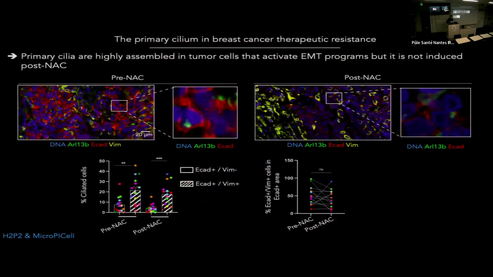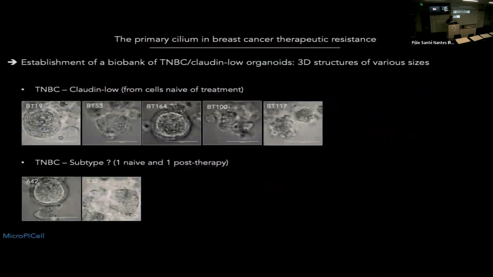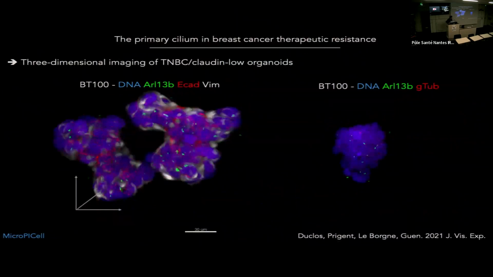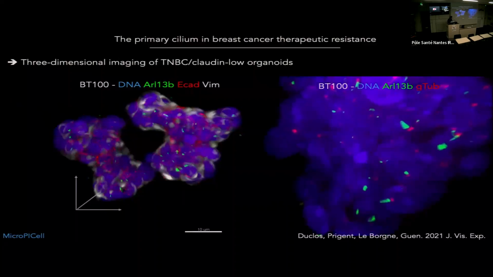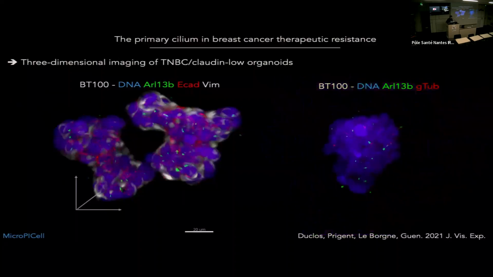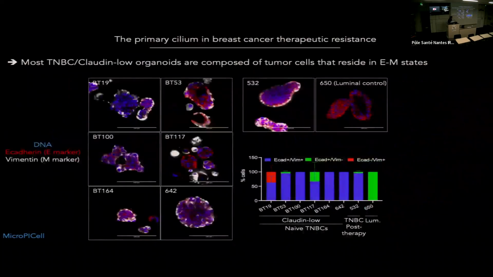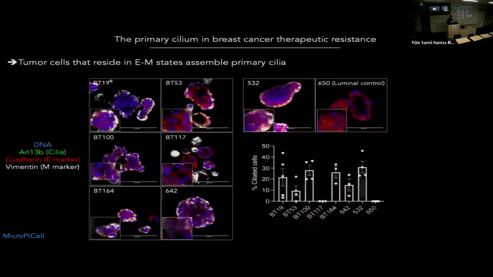To make a long story short, we found that cilia are highly assembled in cells that are in a hybrid EMT state, but we didn't find induction of ciliogenesis 1 month post-chemotherapy. So we reasoned that ciliogenesis may be induced more dynamically during chemotherapy. And we developed organoids, so I will go fast, to analyze that: breast cancer organoids derived from claudin-low breast cancers. We analyzed cilia in these structures. Again, through light sheet microscopy, we can see nice cilia within these structures, protruding from centrosomes. We found that these structures are comprised of cells that are in hybrid EMT states, co-expressing epithelial and mesenchymal markers, that assemble cilia that you can see here.